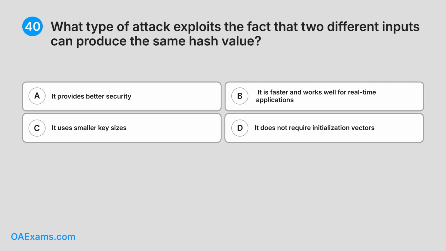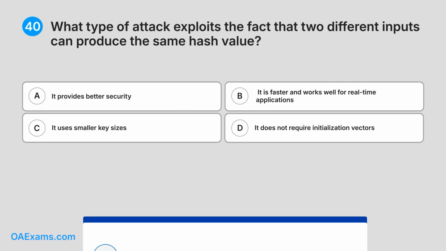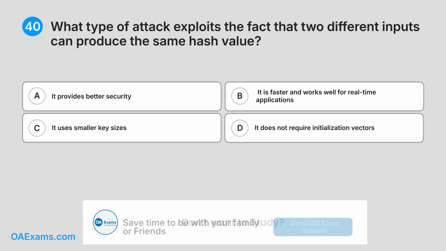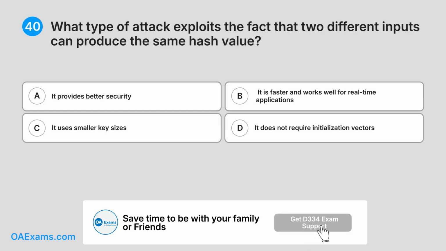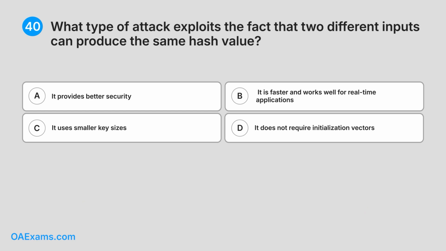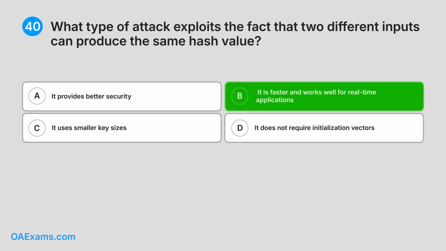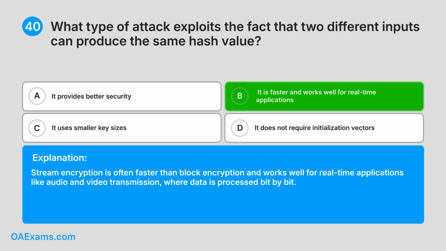40. What is the primary advantage of stream encryption over block encryption? A. It provides better security. B. It is faster and works well for real-time applications. C. It uses smaller key sizes. D. It does not require initialization vectors. What do you think is the answer? Correct answer: B. It is faster and works well for real-time applications. Explanation: Stream encryption is often faster than block encryption and works well for real-time applications like audio and video transmission, where data is processed bit by bit.